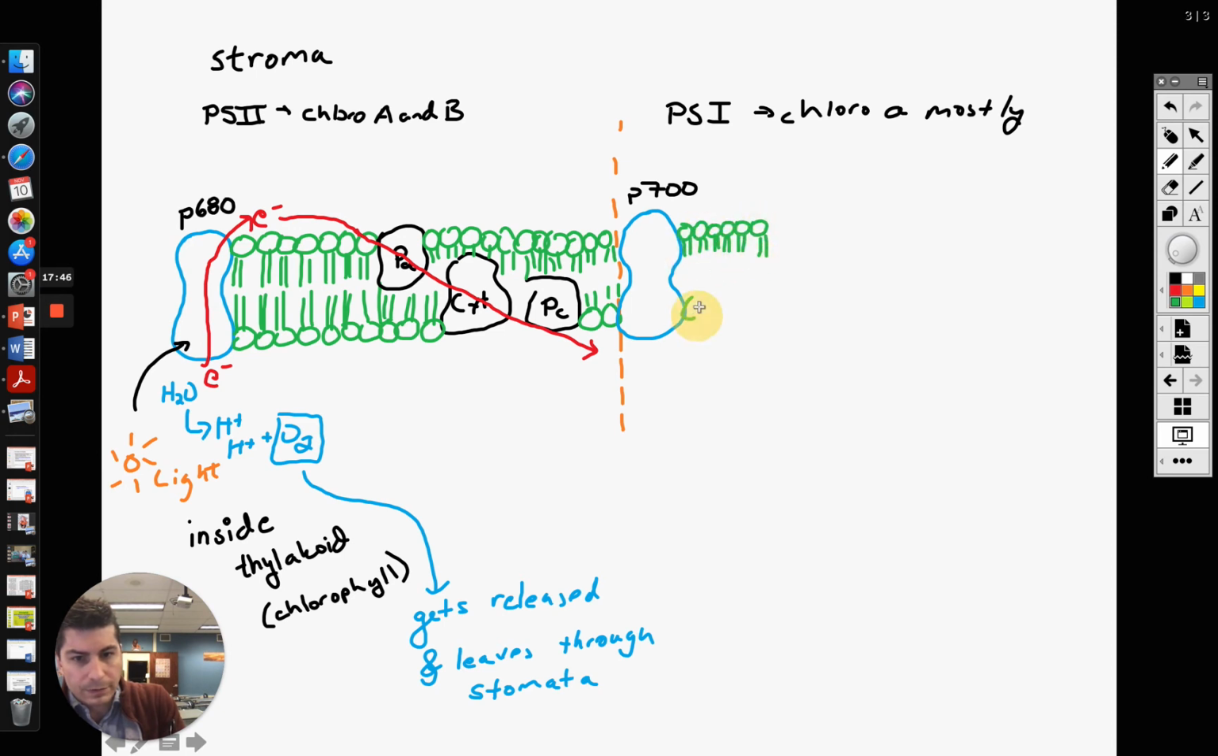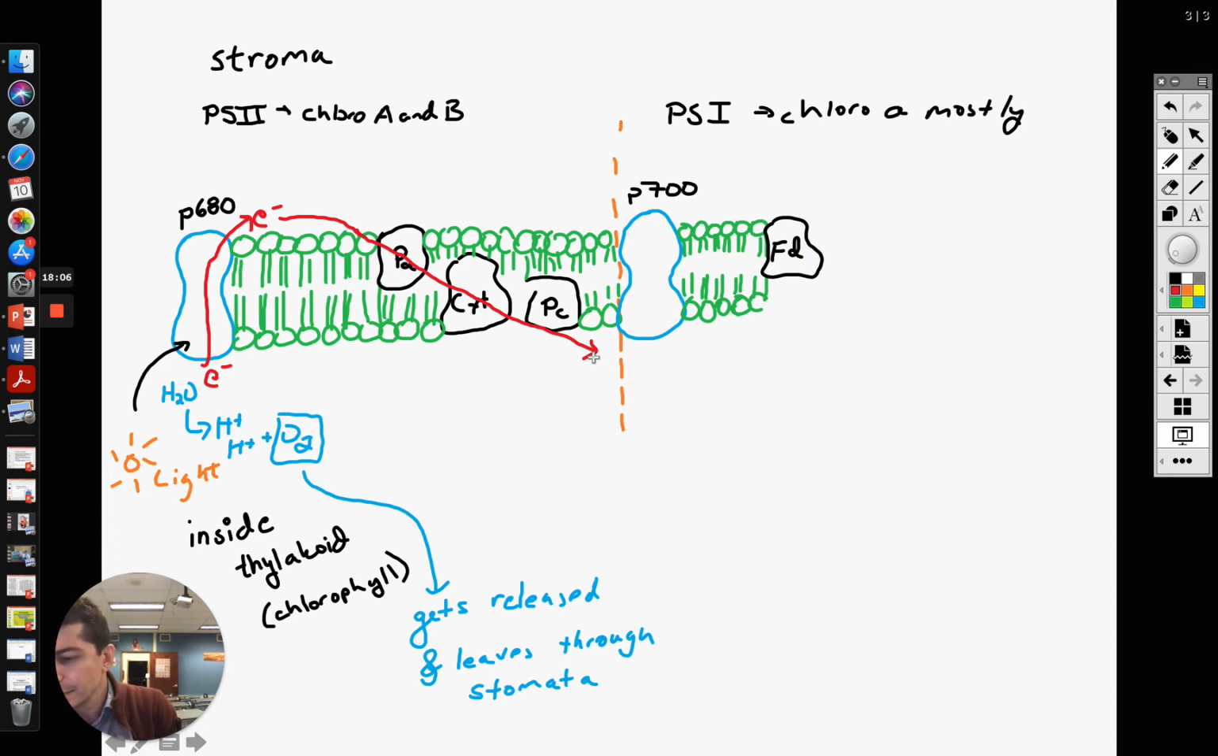Just draw a few phospholipids in there. I'm not going to go crazy with it because I'm going to have to draw some more stuff downstream in a second. All right, let's bring in another cytochrome here. I'm just going to bring in one. We're not going to worry about the name of it.